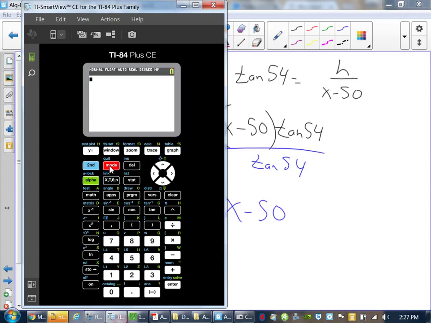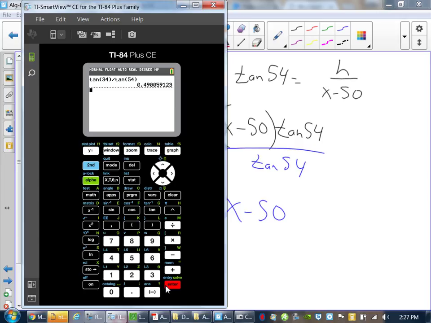So when you type in tangent of 34, make sure you close your parentheses and then divide by tangent of 54. If you don't close the parentheses, you wind up dividing 34 by the tangent of some other number. It's just going to mess everything up.